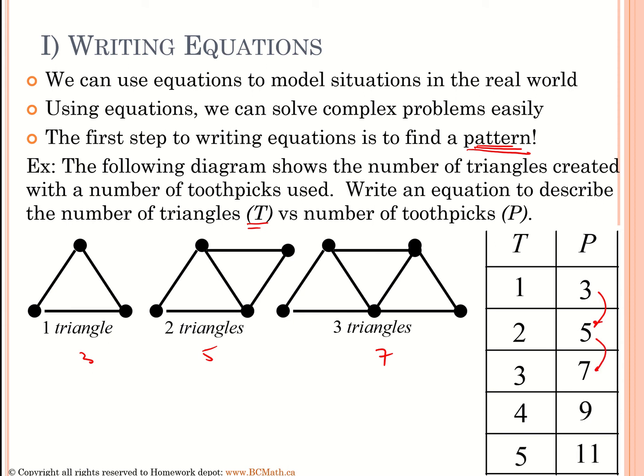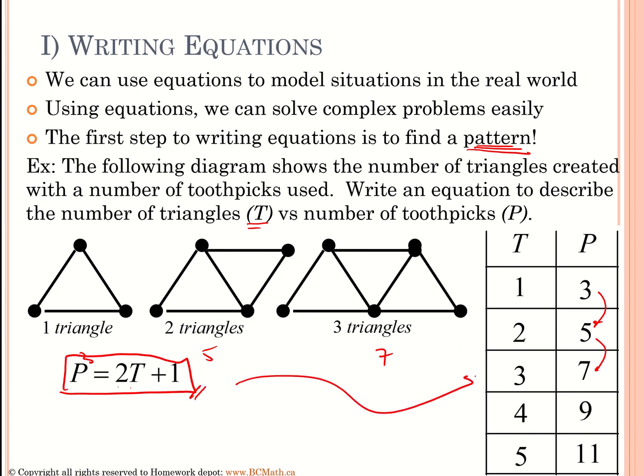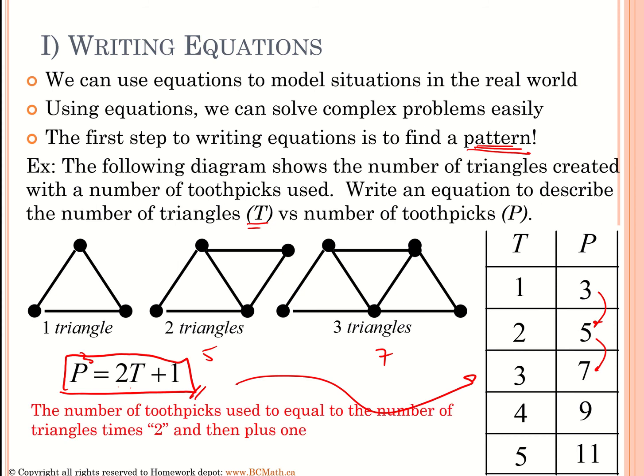Okay, and the formula for this is actually the number of toothpicks needed is 2 times the number of triangles plus 1. And what I'm going to do later on is show you how to find this formula really easily when you're given this table of values. Okay, so here's your first example. The number of toothpicks used is equal to the number of triangles times 2 plus 1.